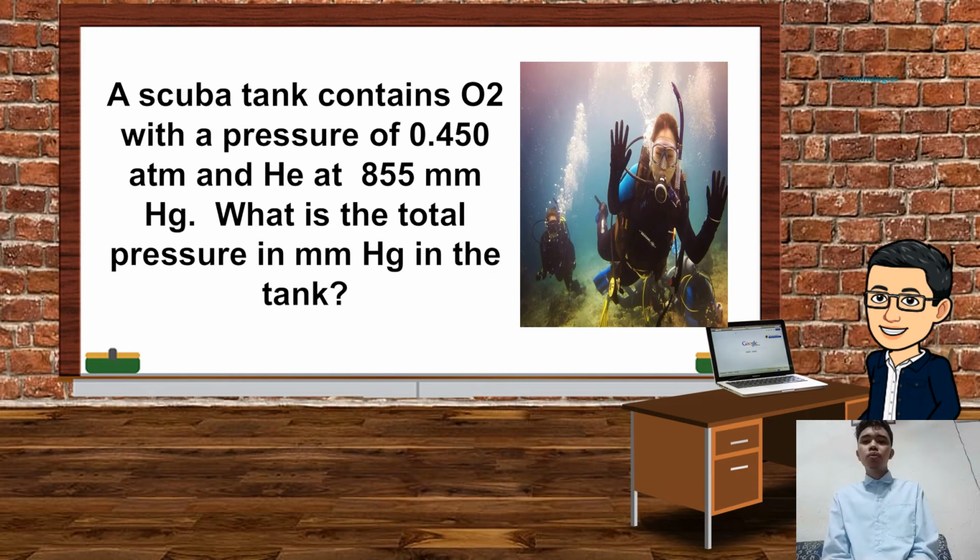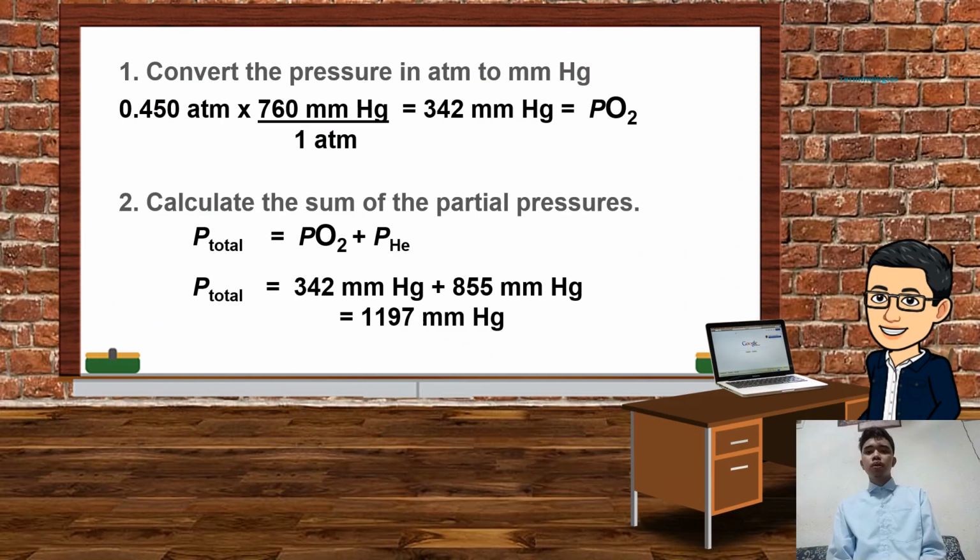For example, a scuba tank contains oxygen with a pressure of 0.450 atmosphere and helium at 855 millimeter mercury. What is the total pressure in millimeter mercury in the tank? To solve this problem, first, we must know the given. The given are 0.450 atmosphere and 855 millimeter mercury. Since we have different units of pressure, we need to convert the pressure in atmosphere to millimeter mercury.